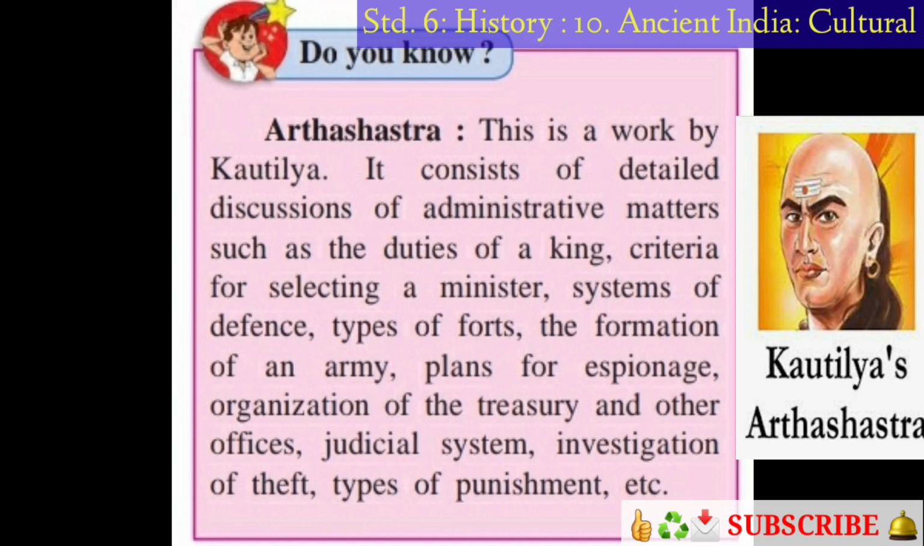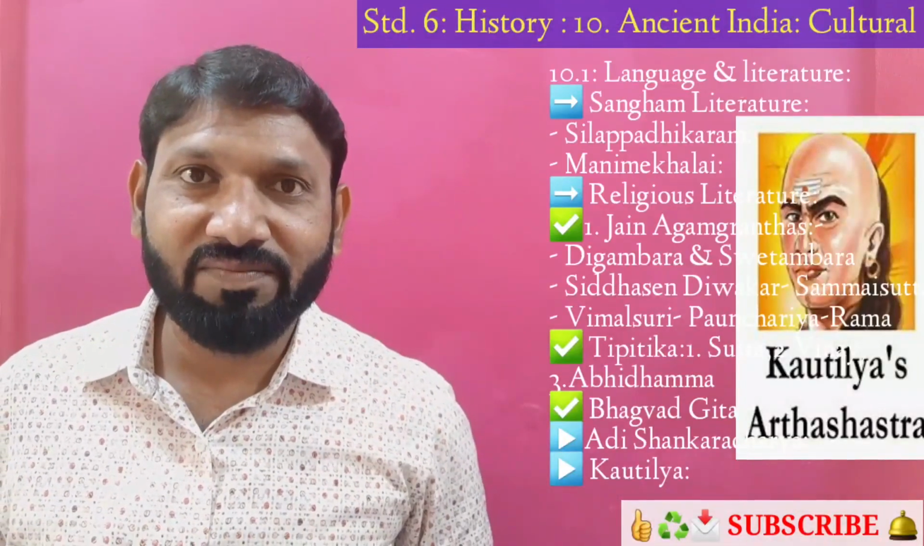It consists of detailed discussion of administrative matters such as the duties of the king, criteria for selecting a minister, system of defense, types of forts, the formation of an army, plans for espionage, organization of the treasury and other offices, judicial system, investigation of theft, types of punishment, etc. So this was about Kautilya, that is Chanakya.